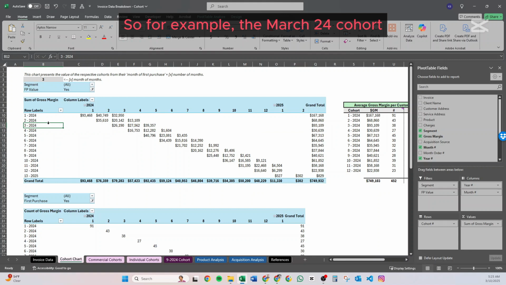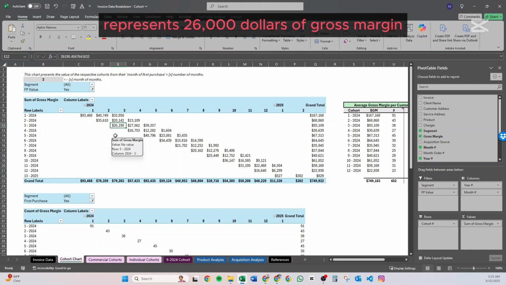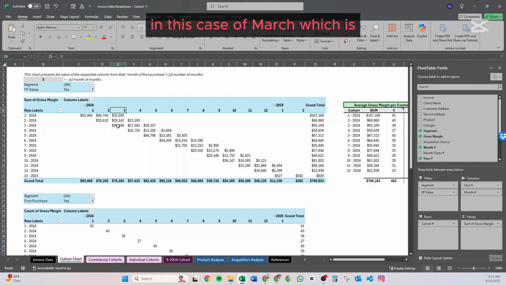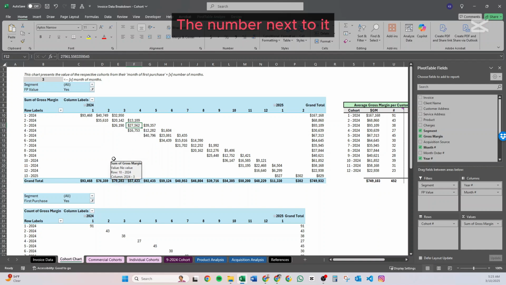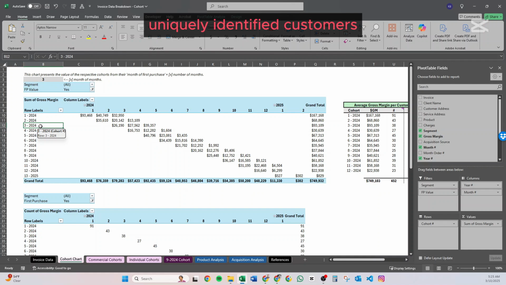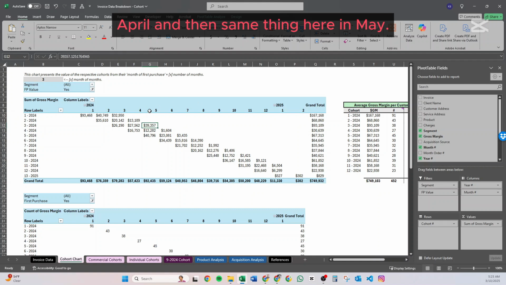So for example, the March 24 cohort, the customers for whom this was the first time they were purchasing from us, this $26,000 number right here represents $26,000 of gross margin that was generated by that cohort in the month, in this case of March, which was that cohort's first month of purchase. The number next to it, this 27, represents the subsequent or recurring purchases of those same uniquely identified customers in April, and then same thing here in May.